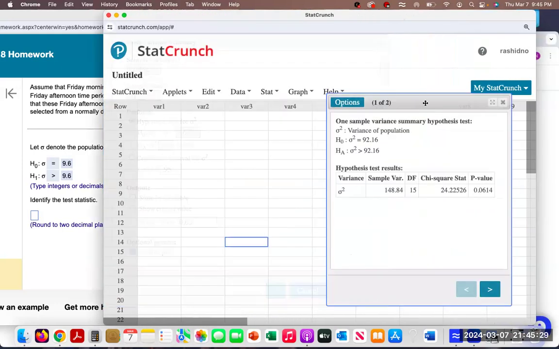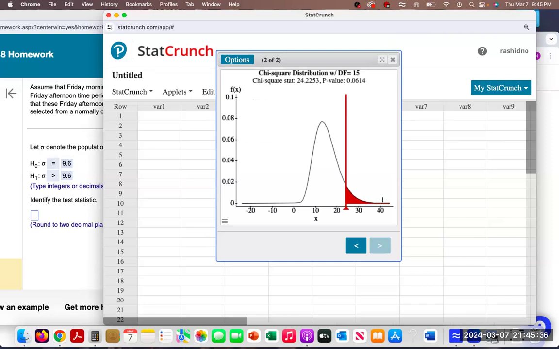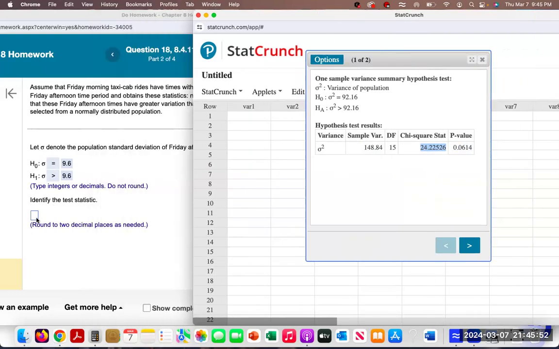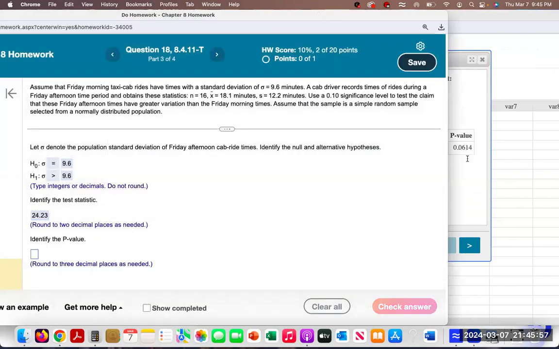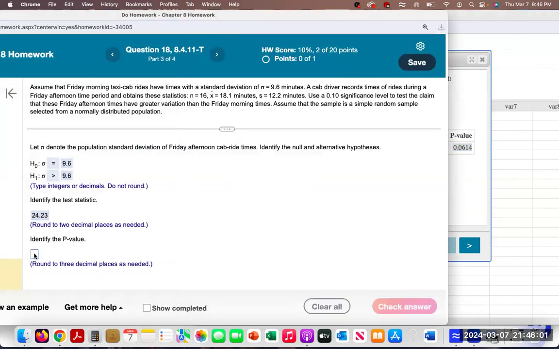Let's click compute. There's the test statistic and the p-value. And it's a right tail test. This is our p-value, and this is our chi-square test statistic. Rounded to 2 decimal places, it's 24.23. And the p-value rounded to 3 decimal places, 0.061.